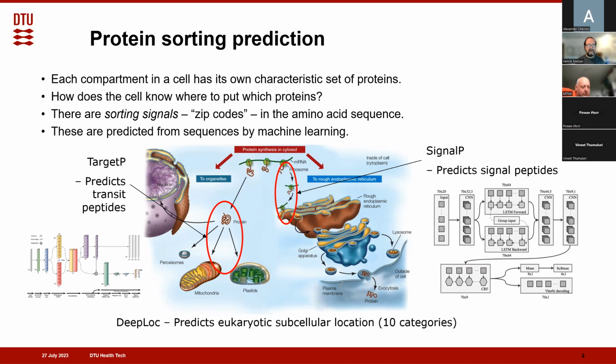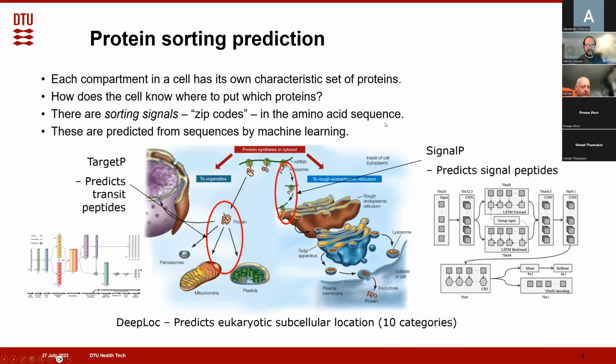is all about. So each compartment in a cell has its own characteristic set of proteins. And how do these differences arise? How does the cell know where to put which proteins? It turns out there are sorting signals, sometimes described as zip codes in the amino acid sequence. And this was actually the discovery that earned Günter Blobel the Nobel Prize in 1999. And the sorting signals can be predicted from sequences by machine learning.